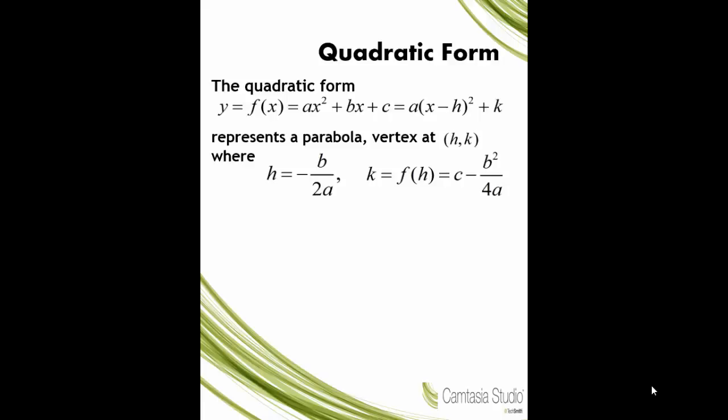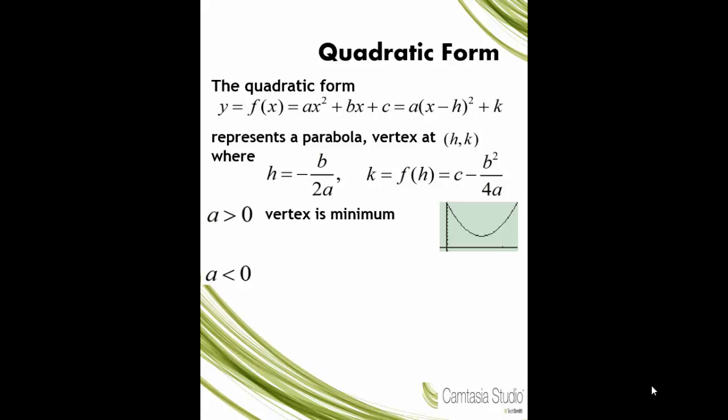Also, you can replace the value of h in the main function and get your k value, which is the y coordinate of the vertex. If the leading coefficient a is greater than 0, the vertex is a minimum, and the graph will look like this type of parabola. It opens upward, the vertex is a minimum, and this graph is also known as concave up.